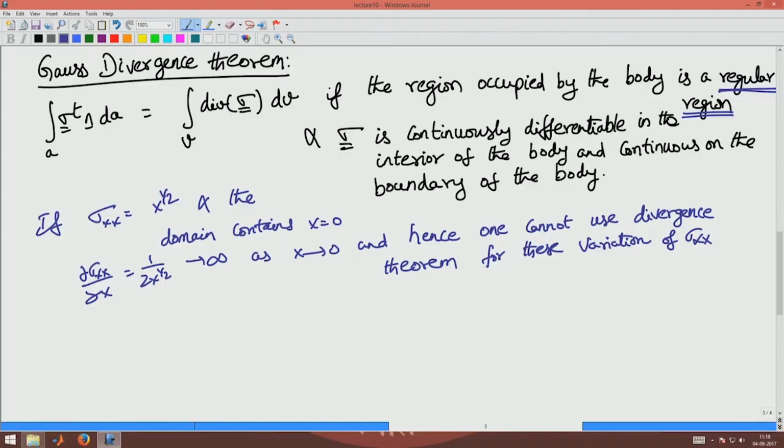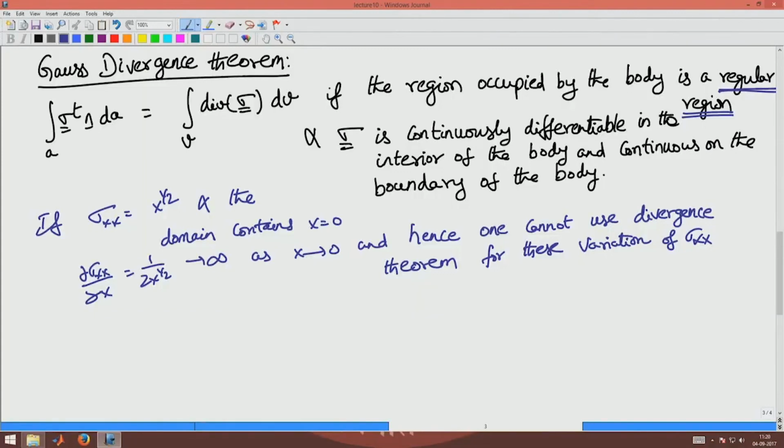In such a case, the divergence theorem does not hold, and you can't solve the problem by writing the equilibrium equation of divergence of sigma plus rho b equal to rho a. You have to go to the integral equation and then solve the problem. Okay. So, that is the main thing that I want to stress here. To apply the divergence theorem, the region has to be regular, sigma should be continuously differentiable in the interior and should be continuous on the boundary.